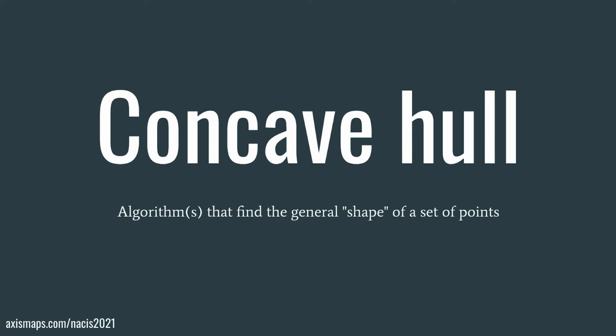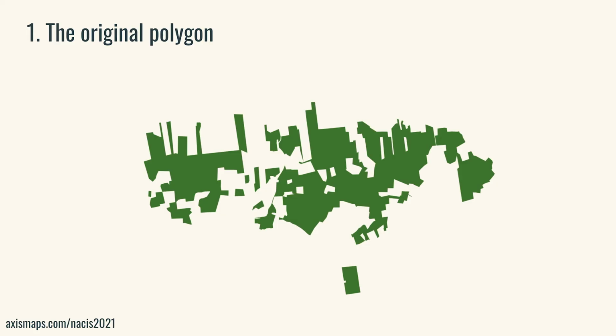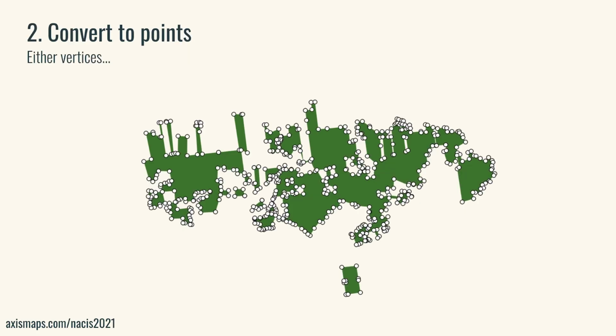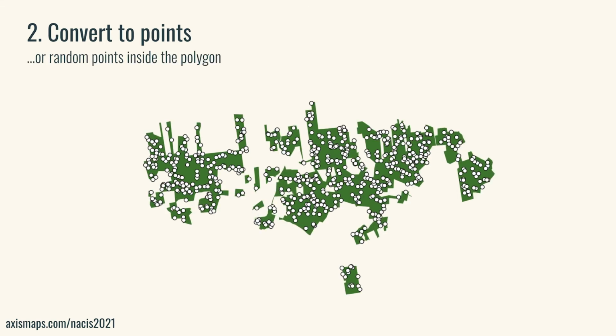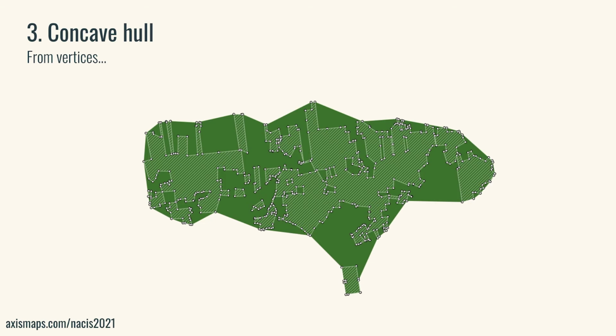Next up are concave hulls, which in essence are ways of finding a general shape from a set of points. To do this with my park, I want to convert it to points. That can either be the polygon's vertices or a set of random points within the polygon, which have a better chance of excluding some of the especially small slivers.